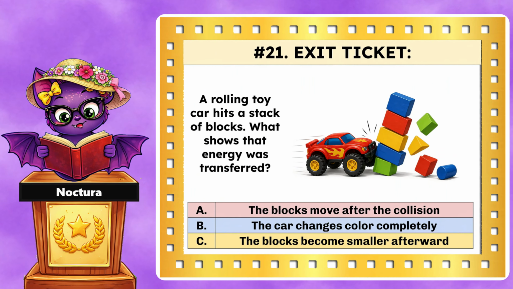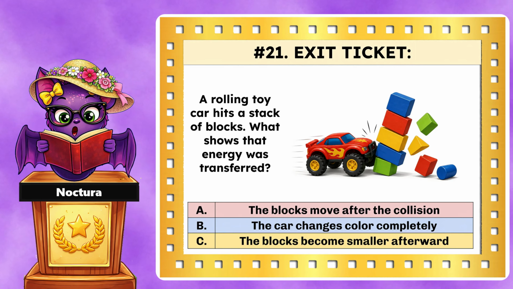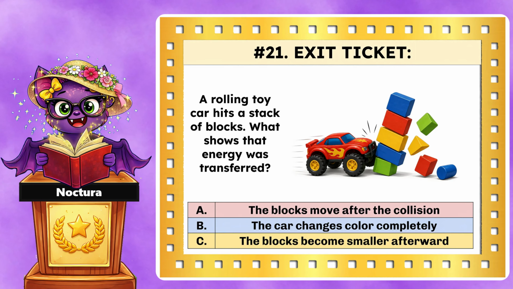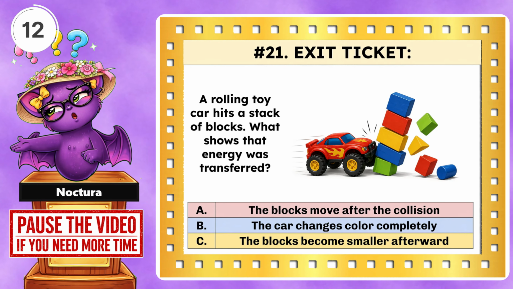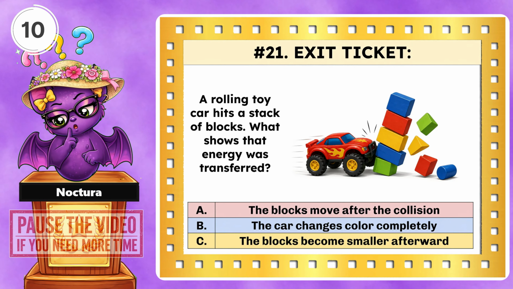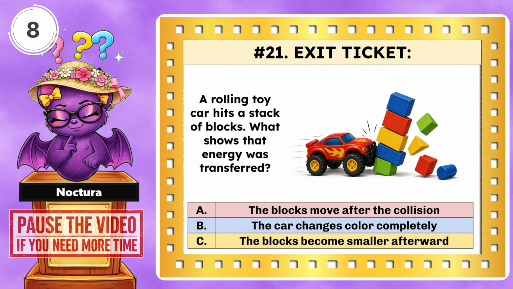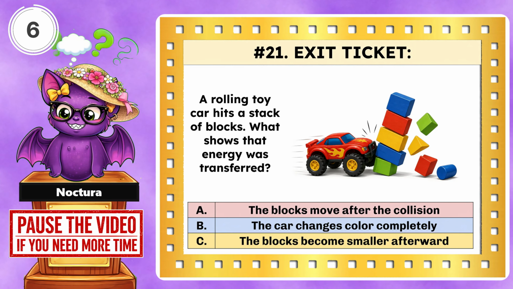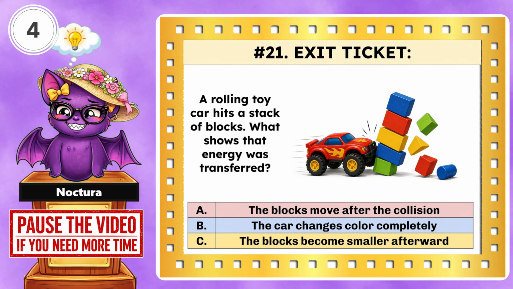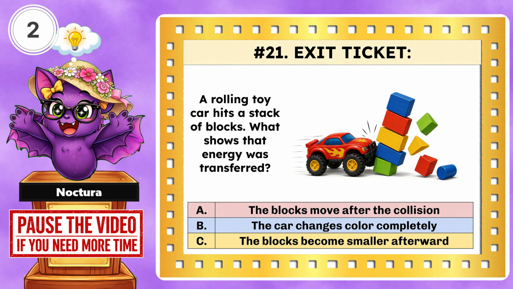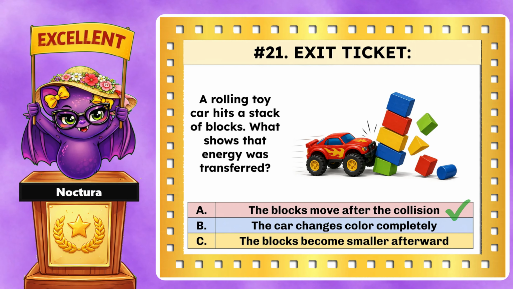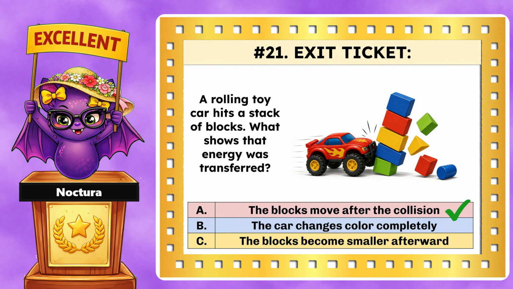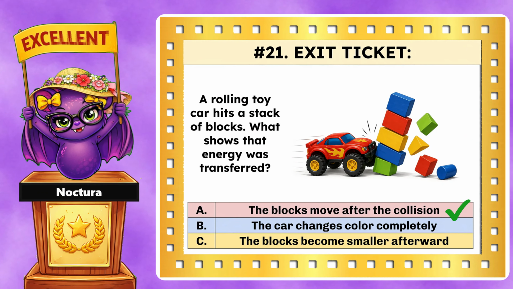A rolling toy car hits a stack of blocks. What shows that energy was transferred? And the correct answer is letter A. The blocks move after the collision.